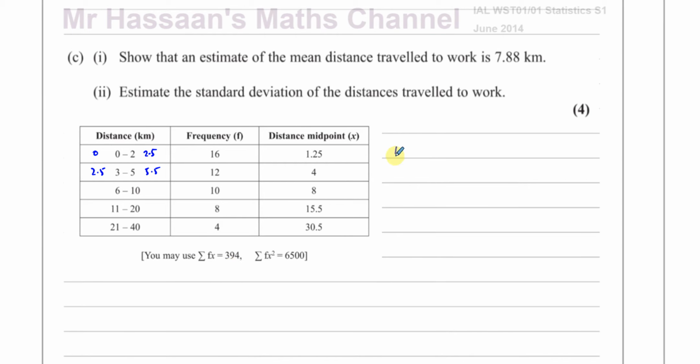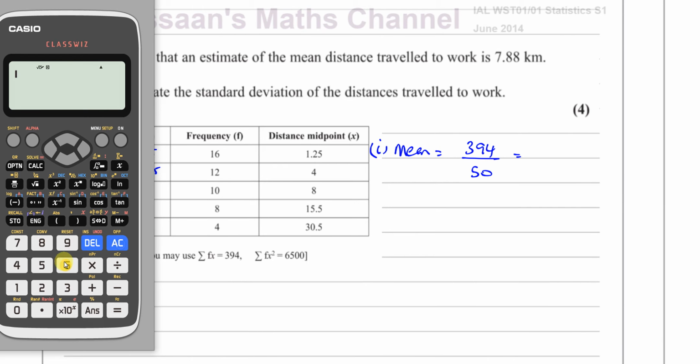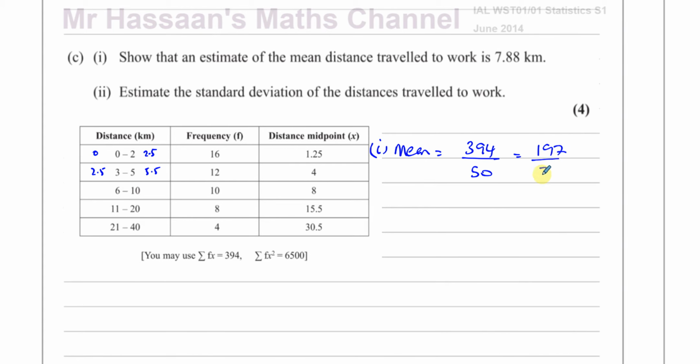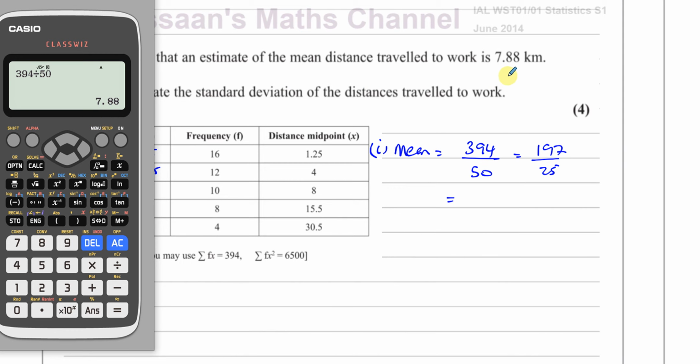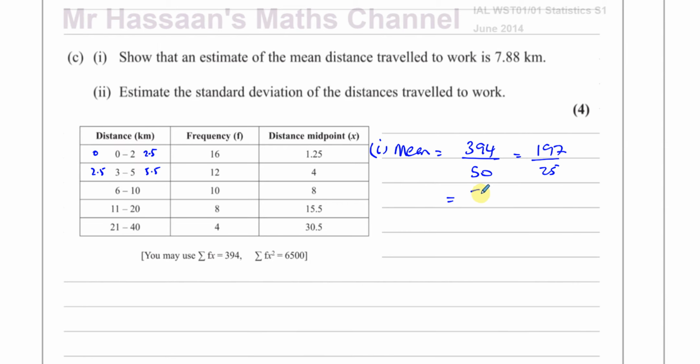So if you want to find the mean, let's do part 1 here. I have to take the sum of the f times x, which is 394, and divide it by the number of entries, which is 50. And that will give us the mean. So we take 394 divided by 50, and that gives us 197 over 25, which is equal to, just press SD, 7.88, exactly as they told us to show. 7.88 kilometers. So that's the mean.